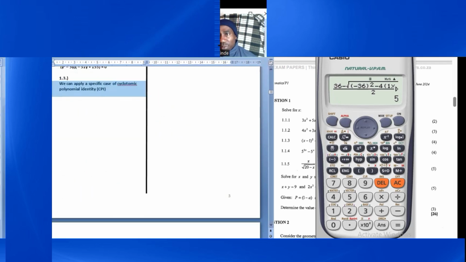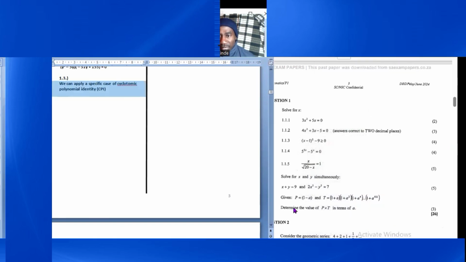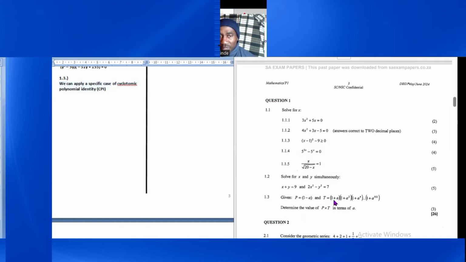So for question 1.3, they said that given that P equals 1 minus A and T equals all this, determine the value of P times T in terms of A. So this question 1.3, sometimes it comes in question 1.4. It's always a high order question.